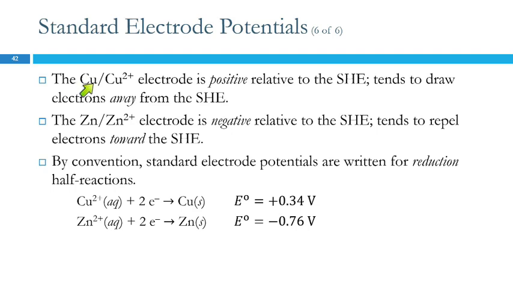So the copper electrode's positive relative to the standard hydrogen electrode, meaning it's drawing electrons away from it. The zinc electrode was negative relative to it, so it tends to repel electrons towards the standard hydrogen electrode. So if we combine these two together, we're going to have electrons moving from the zinc electrode to the copper electrode.